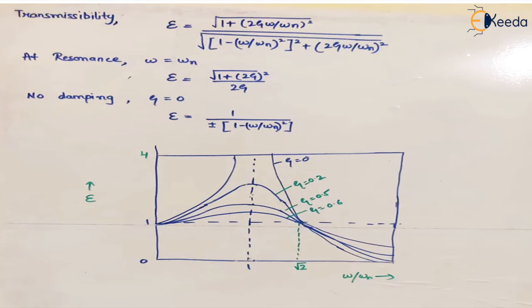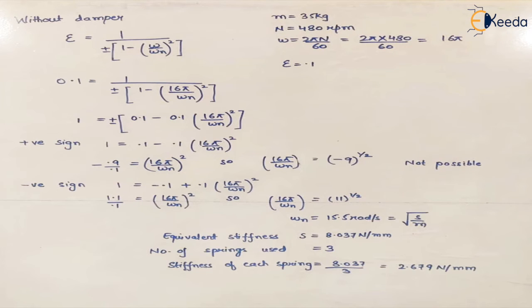Now these are the formulae for transmissibility, right? And firstly, we are assuming that there is no damper used in the system. So if no damper is used in the system, epsilon becomes 1 upon plus minus (1 minus omega upon omega n) square. Now the values that are given: mass, which is 35 kilogram, and N, which is 480 rpm. So omega is 2 pi N upon 60. We can write it as 16 pi.